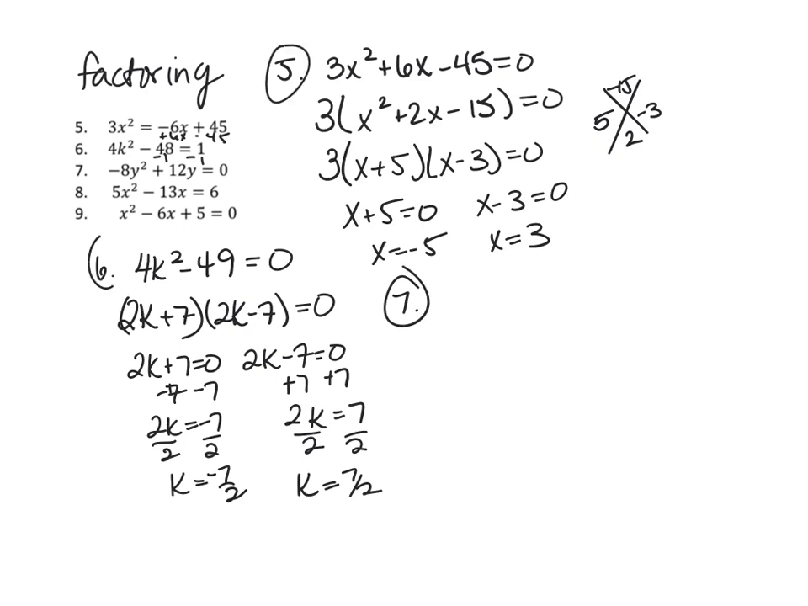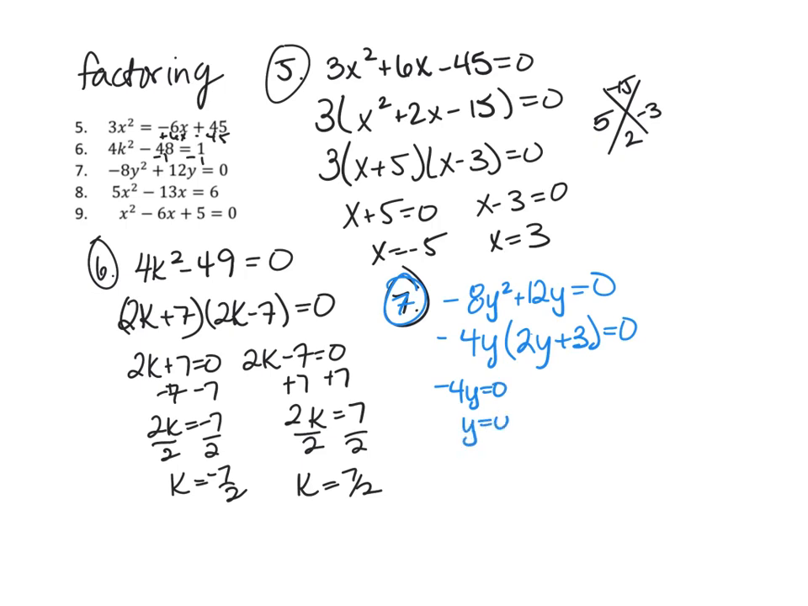Number 7. We'll switch to blue just to make it easier to see. Minus 8y squared plus 12y equals 0. So I don't have a constant term, so I can take out a 4. I'm going to take out a negative 4 because I can divide 8 and 12 by negative 4 and a y. Negative 4y times 2y plus 3 equals 0. So negative 4y equals 0, so y equals 0, and 2y plus 3 equals 0.